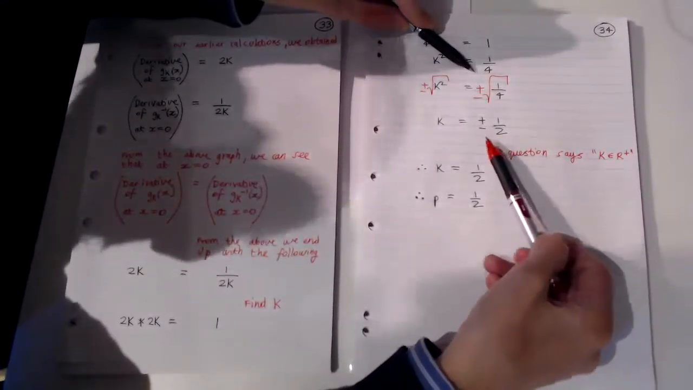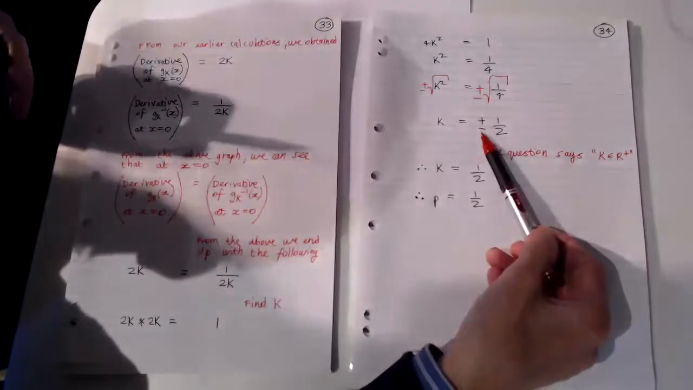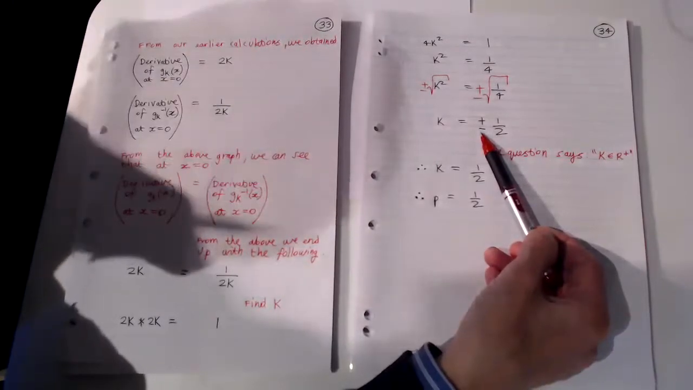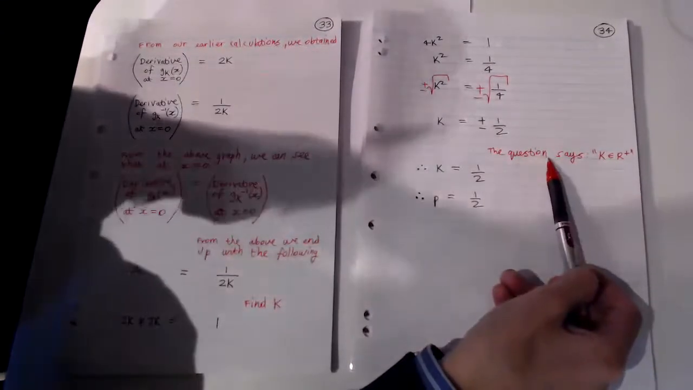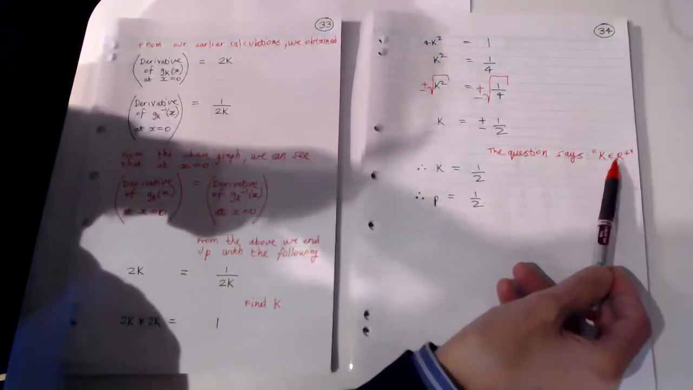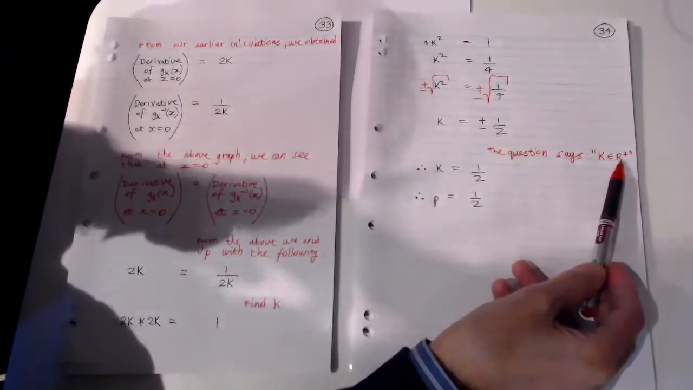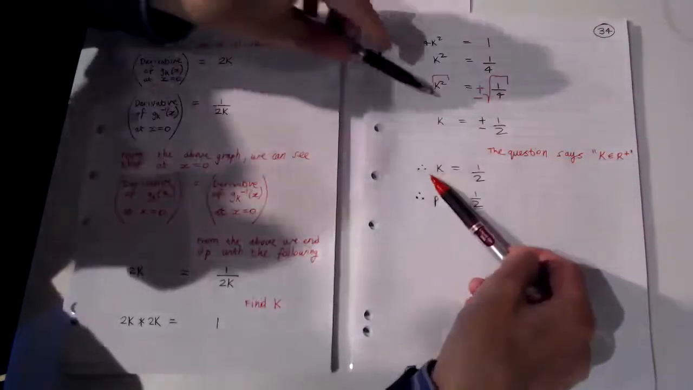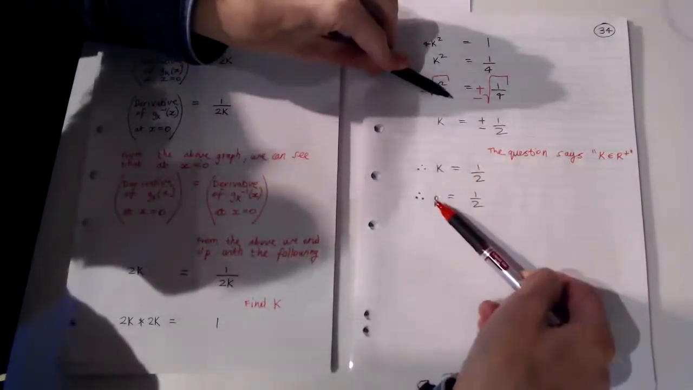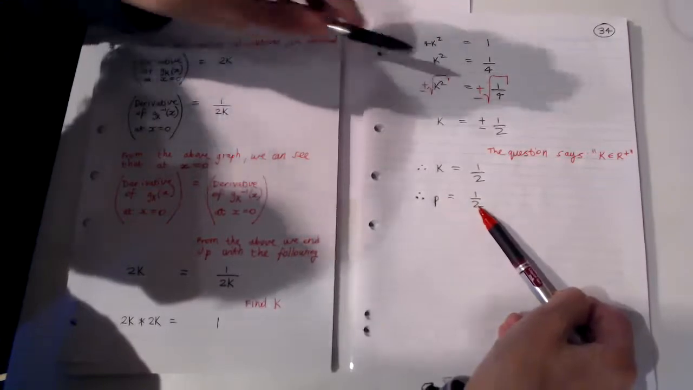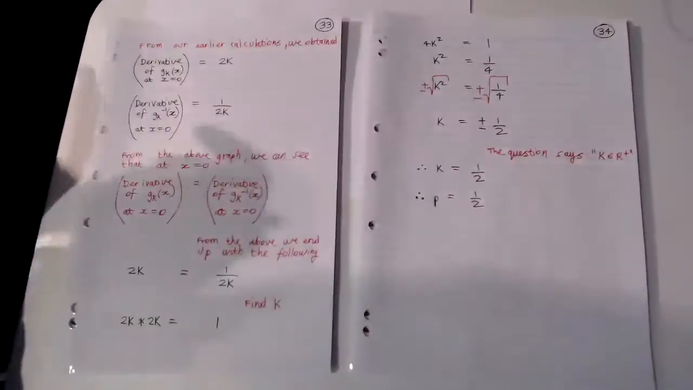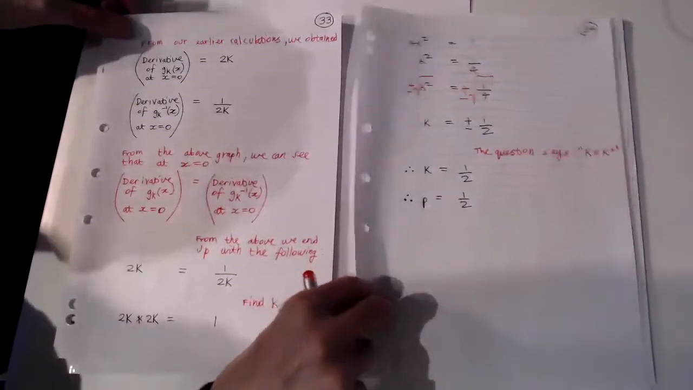Now, k can be positive or negative. Are both acceptable in this question? Well, in the question, they clearly say that k is an element of the positive real numbers. So therefore, k can only be a half. So therefore, p equals a half. And by doing that, we've answered this sub-question here.